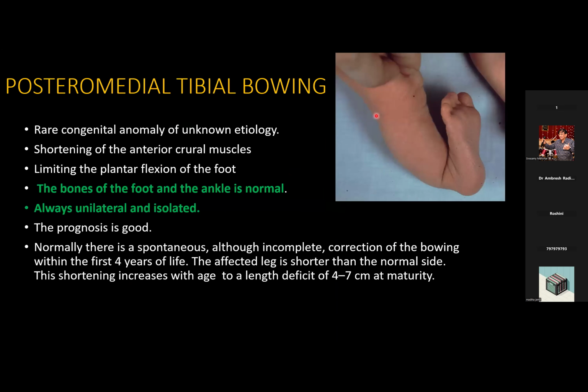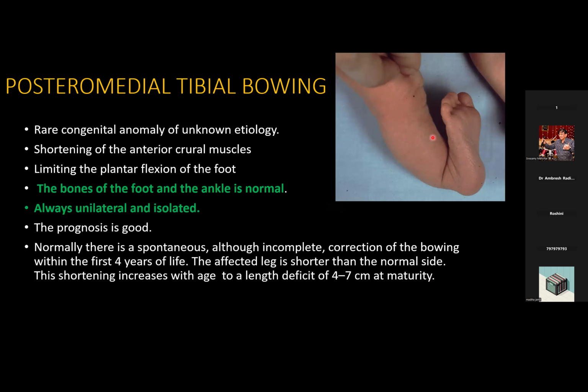The next condition is posteromedial tibial bowing, which is a rare congenital anomaly of unknown etiology. There is shortening of the anterior crural muscles, limiting the plantar flexion of the foot. There is severe acute hyperdorsiflexion of the foot, which is oriented parallel to the shin of the tibia. In severe cases, the foot may be nestled against the tibia. The bones of the foot and ankle are normal. It is always unilateral and isolated. This has a good prognosis.